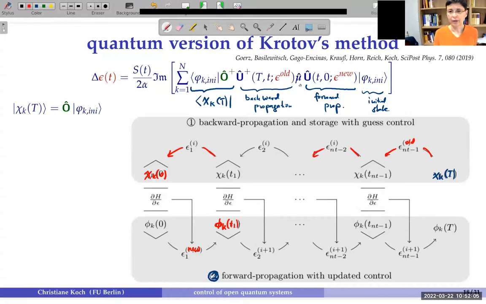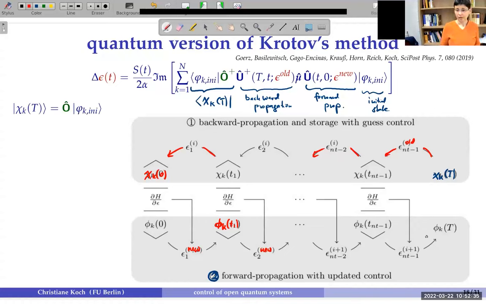Once we have the state, we can again evaluate the update equation, get the epsilon nu at the next midpoint, and so on until we reach the final time T. And then we can evaluate our target. If you're happy, we exit the loop. And if not, this new field becomes the old field. We propagate backwards and repeat this until we are happy with our fidelity.